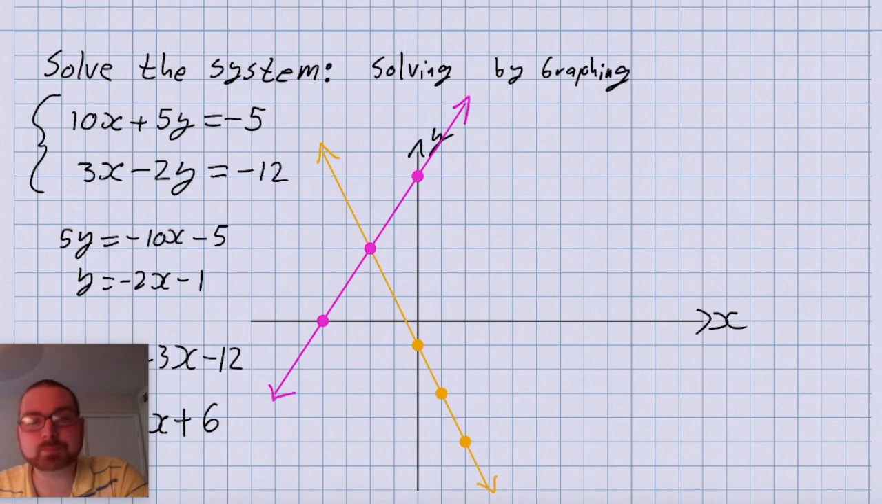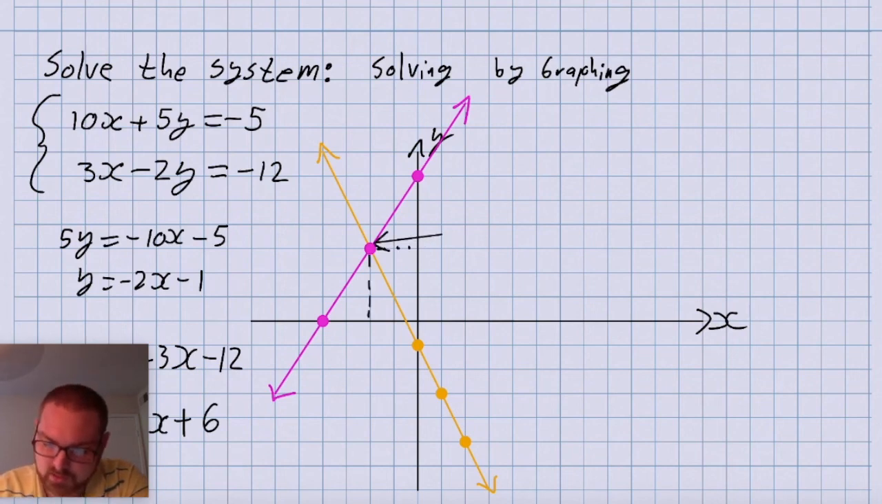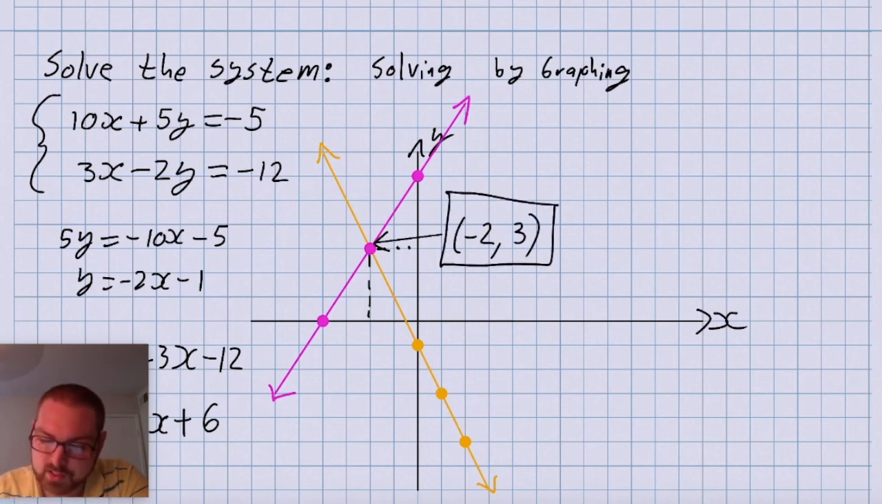All right. So here, our solution is this point right here where they intersect, which is negative 2, 3. So again, we get the same point through any method we use.